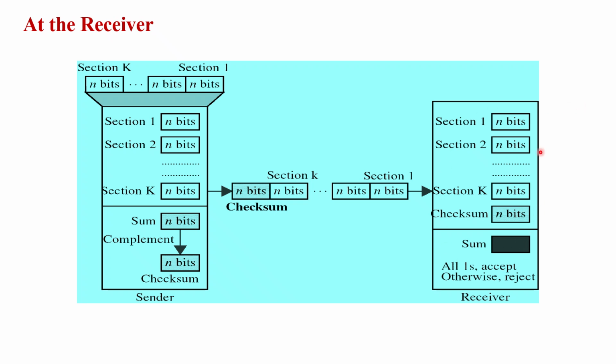At the receiver, the data unit is divided into k sections, each containing n bits. All these sections are then added together using one's complement arithmetic to obtain the sum. Next, the sum is complemented. If the result is 0, it means the data has been received error-free and is accepted. If the result is non-zero, it indicates an error during transmission and the data is rejected.